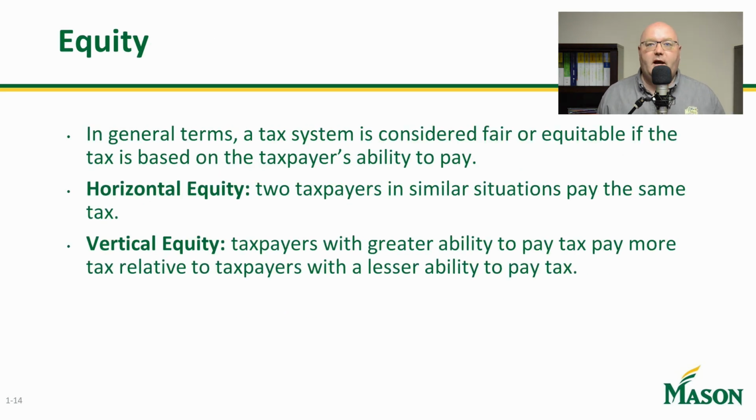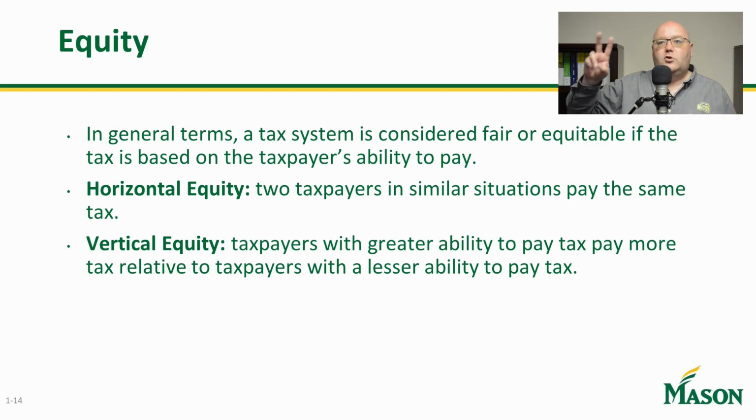Equity. When we talk about equity, there's horizontal equity and there's vertical equity. With horizontal equity, 2 taxpayers in a similar situation pay the same tax. And vertical equity means those with greater ability to pay tax pay more. If you think about vertical equity, that's why progressive tax rates are seen as a good thing. As you grow richer, you have more ability to pay that higher tax, so they give you a higher tax rate.